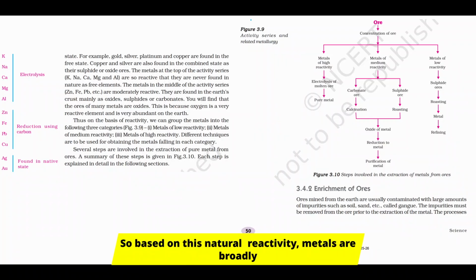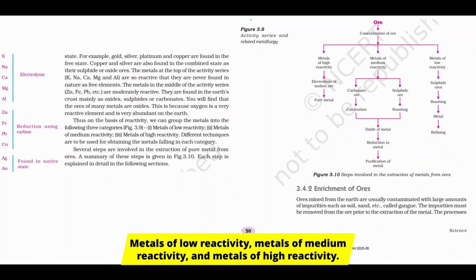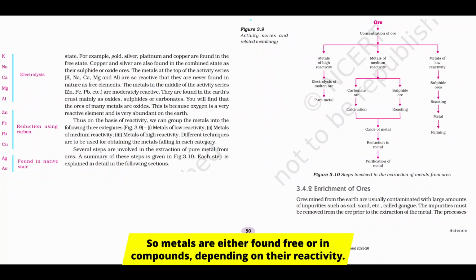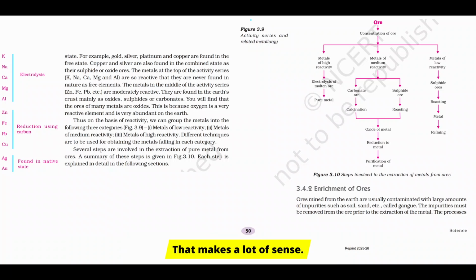So based on this natural reactivity, metals are broadly grouped into three categories for extraction purposes: metals of low reactivity, metals of medium reactivity, and metals of high reactivity. And each category, as you'll see, demands very different and specific extraction techniques. These techniques collectively form the fascinating process of metallurgy. So metals are either found free or in compounds, depending on their reactivity. That makes a lot of sense.